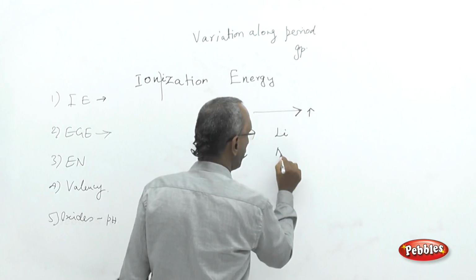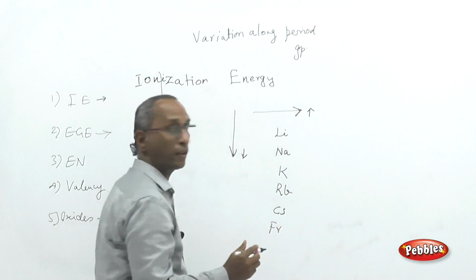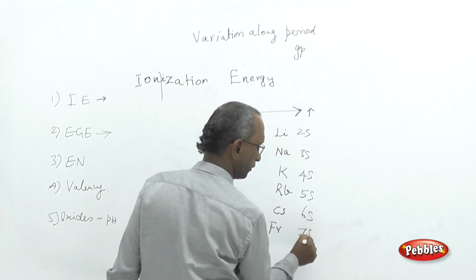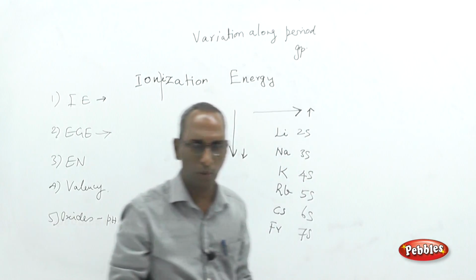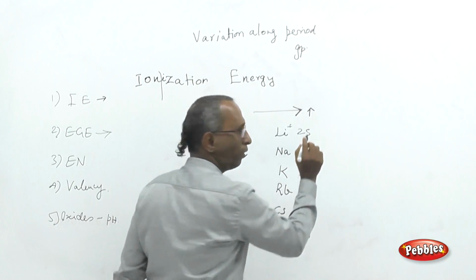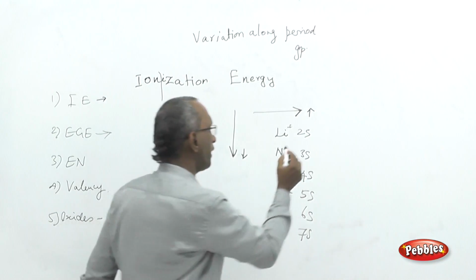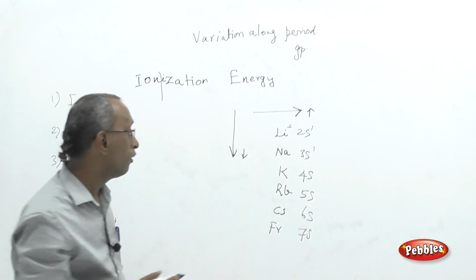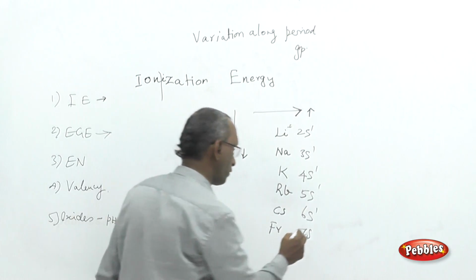Let us compare the first group elements: lithium, sodium, potassium, rubidium, cesium and francium. Their outer electronic configurations are 2s1, 3s1, 4s1, 5s1, 6s1 and 7s1. All of them form positive ions. For the formation of lithium ion from lithium, the 2s electron has to be removed. For sodium ion, the 3s electron has to be removed. The 4s electron has to be removed for potassium, 5s for rubidium, 6s for cesium, and francium has to lose its 7s electron.